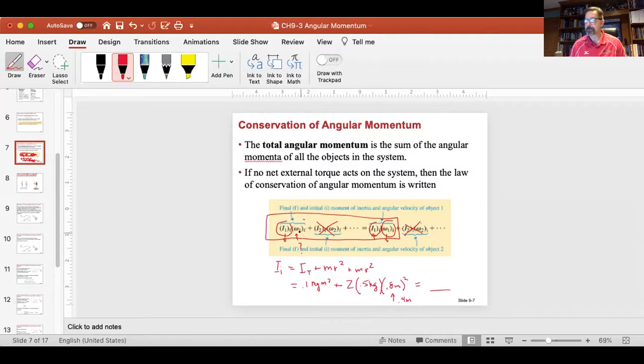Okay. I did the calculation and I got 0.74. 0.74 is initial. That's good. And then just change the number from 0.8 to 0.4. And what do you get then?